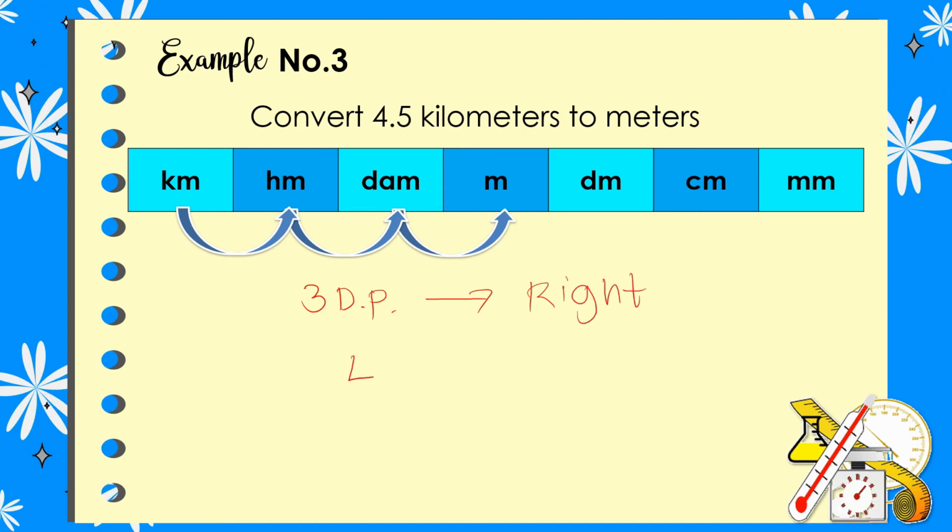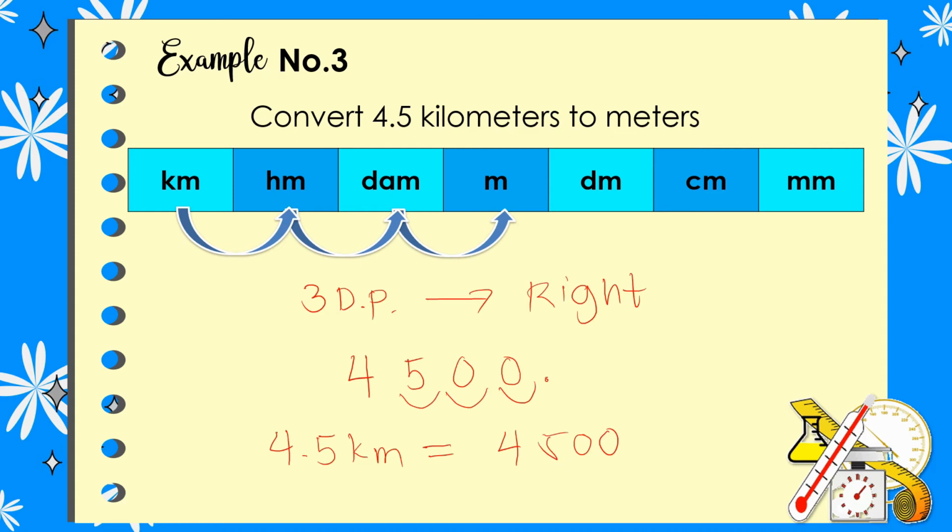So, sulat natin. 4.5. Mag-move tayo ng 3 units to the right. 1, 2, 3. And then, nalipat na dito. So, mawawala na siya doon. Lagay tayo ng placeholder. Ayan. So, ibig sabihin, yung 4.5 kilometers ay katumbas ng 4,500 meters.